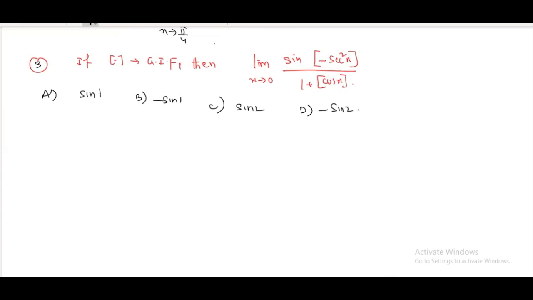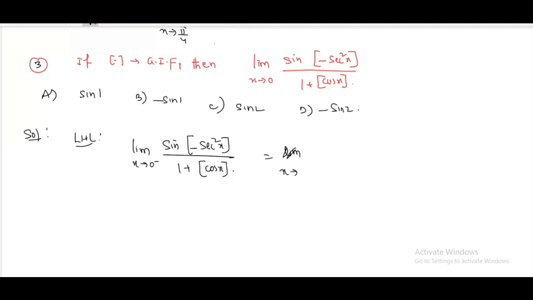So let's check the left hand limit and right hand limit of this one. If you see the left hand limit, x tends to 0 minus, sine of box of minus secant square x divided by 1 plus box of cos x. So at 0 minus, what will it be? Secant square x at 0 minus is nothing but 1 only. So if you substitute the limit here, secant square x becomes secant 0, which is 1. So it will become sine of box of minus 1 divided by 1 plus box of cos x, which will become 0.